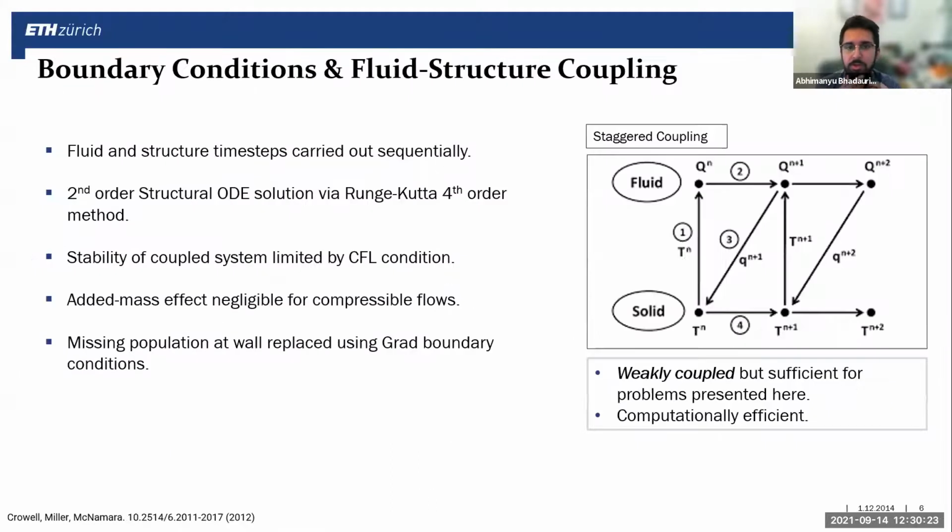Right. So quickly over the boundary conditions. We use here a partitioned solver with a staggered coupling. What that essentially means is that our LB solver and our structural solver, which here is an ODE solver using RK4, are solved consecutively, one after the other. So we have a fluid time step, which passes on the force experienced by the body to the structural solver. The structural solver calculates the displacement and passes it back, deforms the mesh, and so on and so forth.